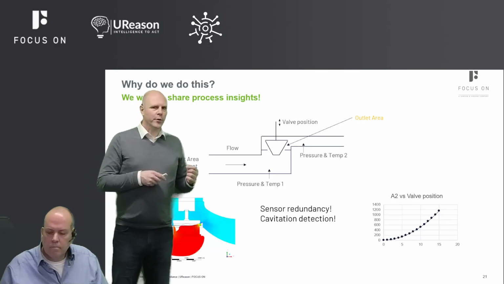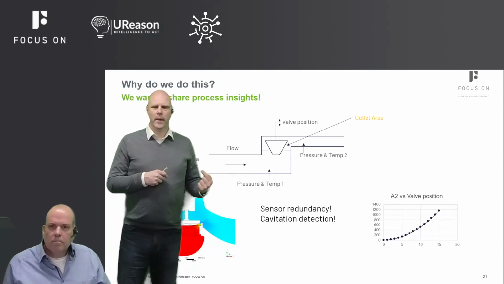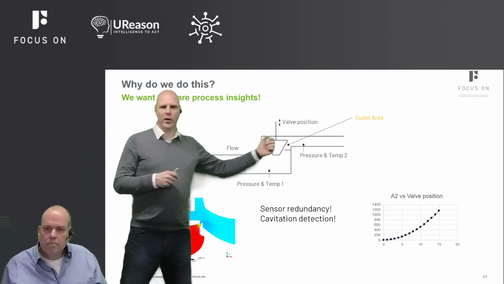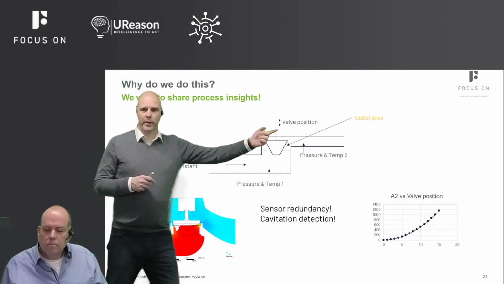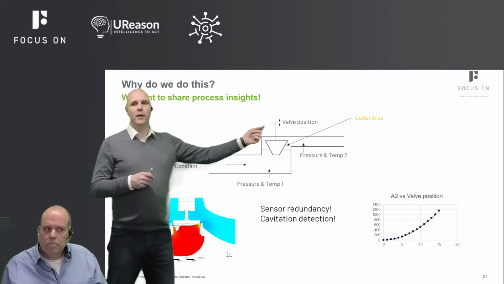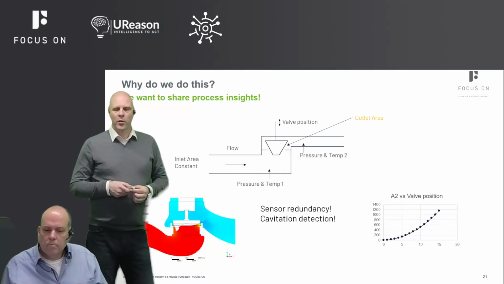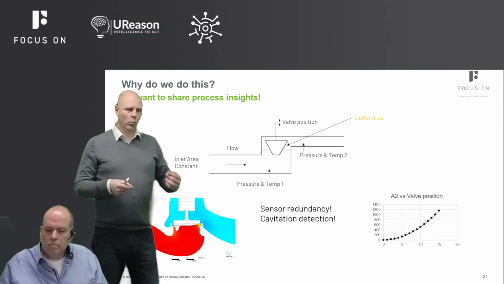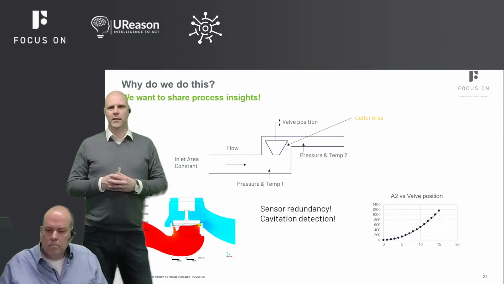But why do we do this for you? Why do we do this for our customers? We want to share our process insights, because when you have flow measurement, you've got pressure measurements upstream and downstream, and you've got temperature measurement upstream and downstream, we can start thinking about redundancy. Because there is a risk when you integrate all instruments in one device. What if one fails? I have to change the whole device. No, not in this case.